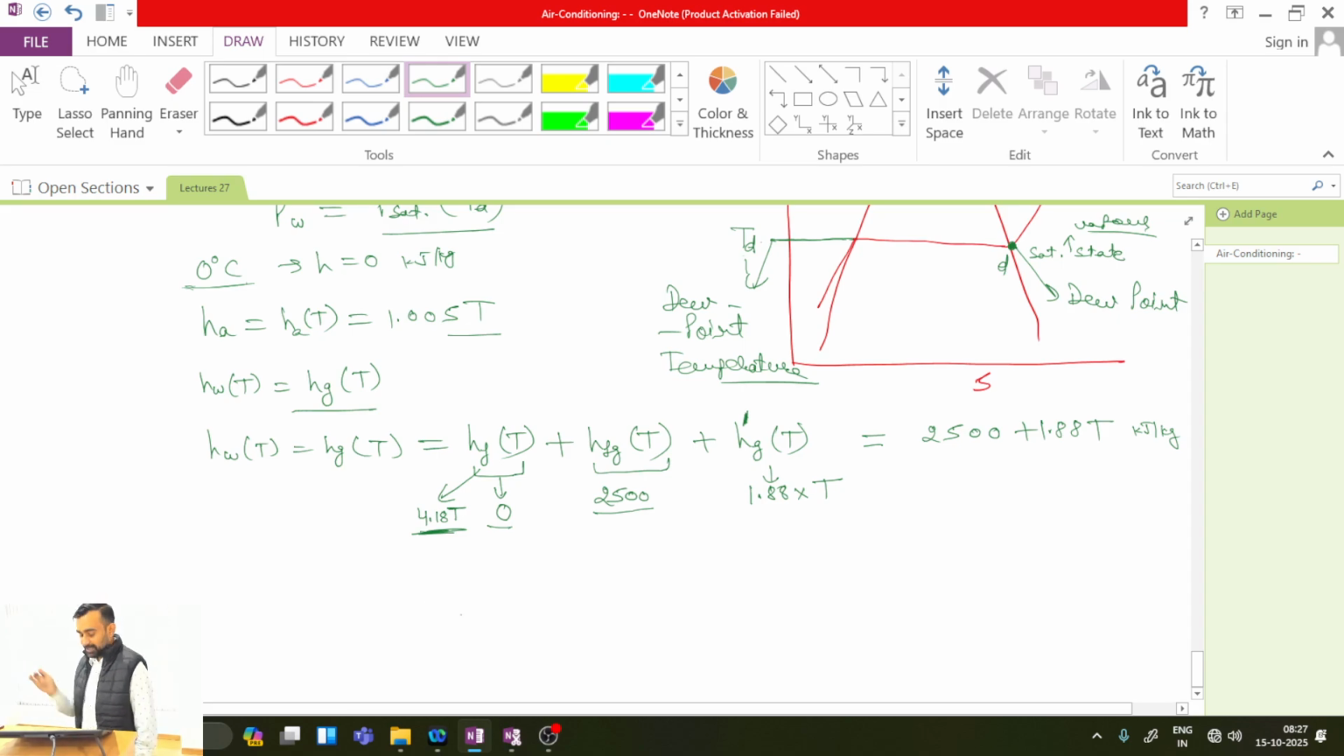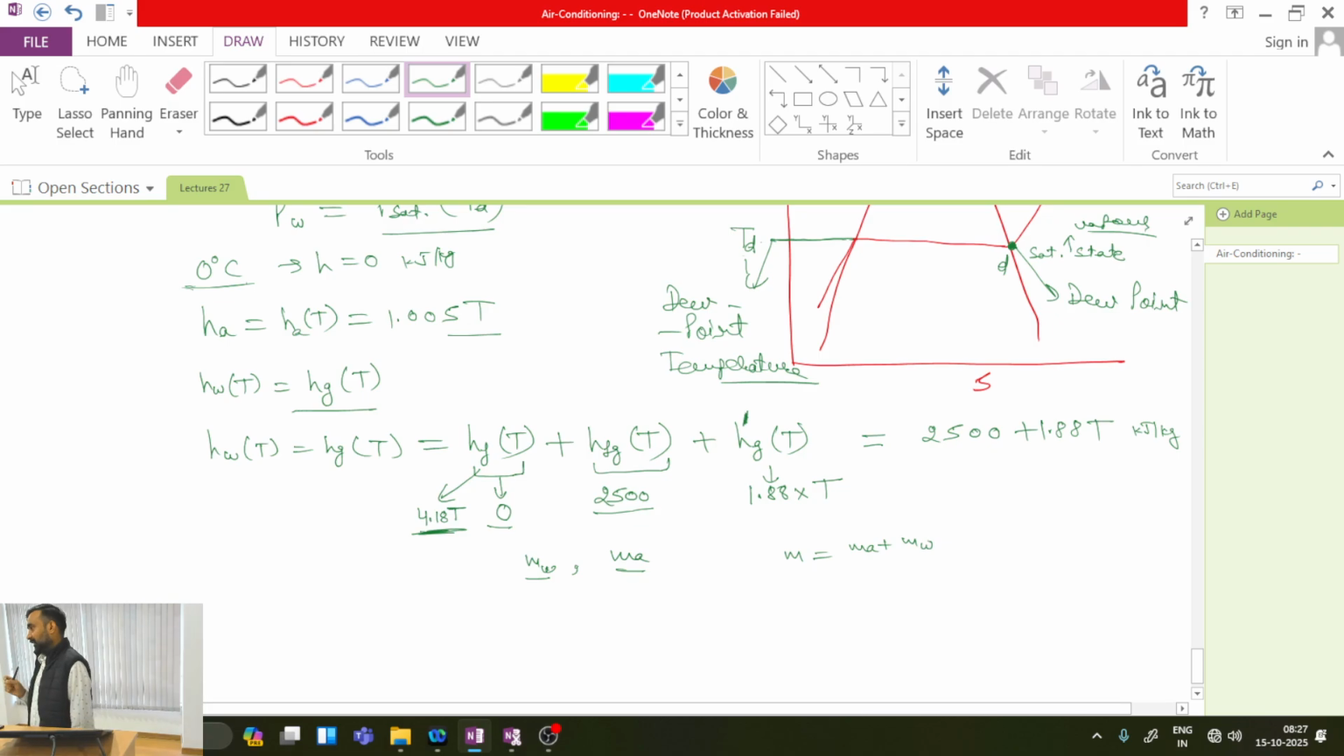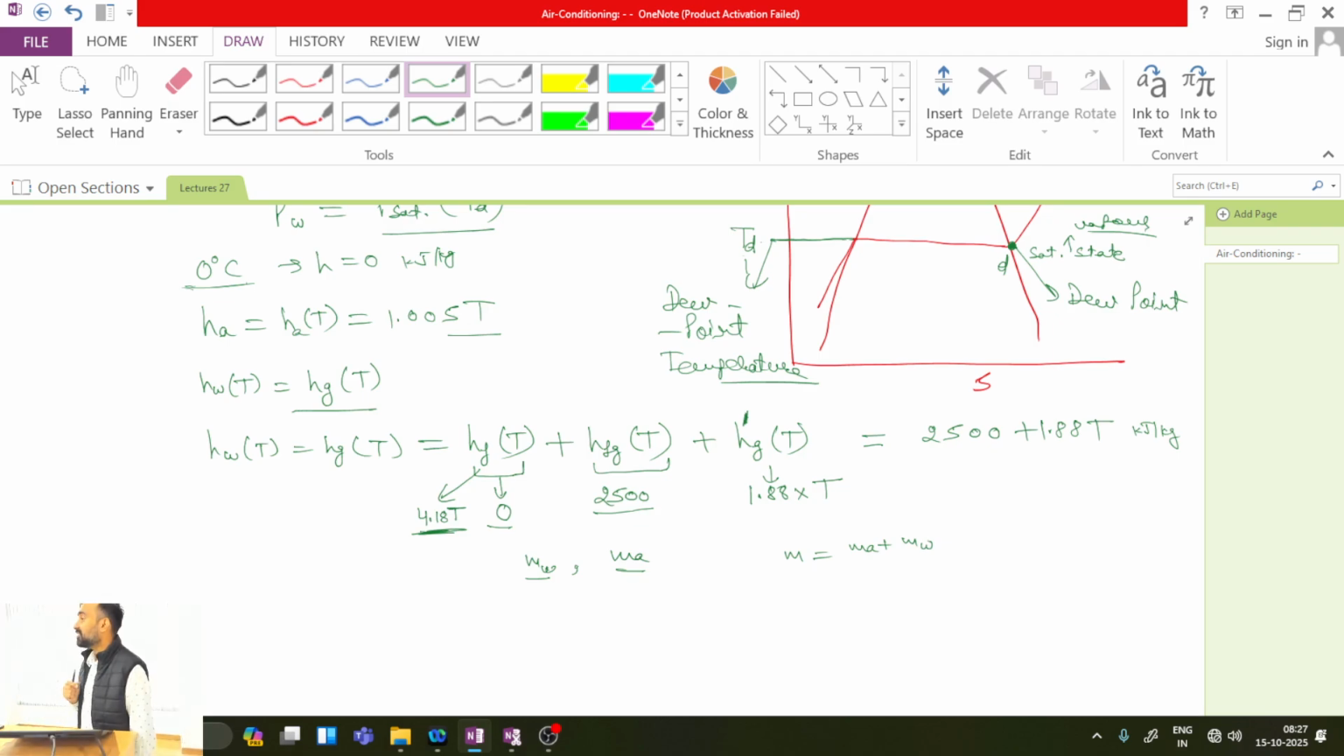So it means that if I have MW and MA as masses of water vapor and dry air, then the total mass of moist air will be MA plus MW. Is this one clear? Typically, the properties of moist air are specified per kilogram of the dry air. So usually the total mass is MA plus MW.